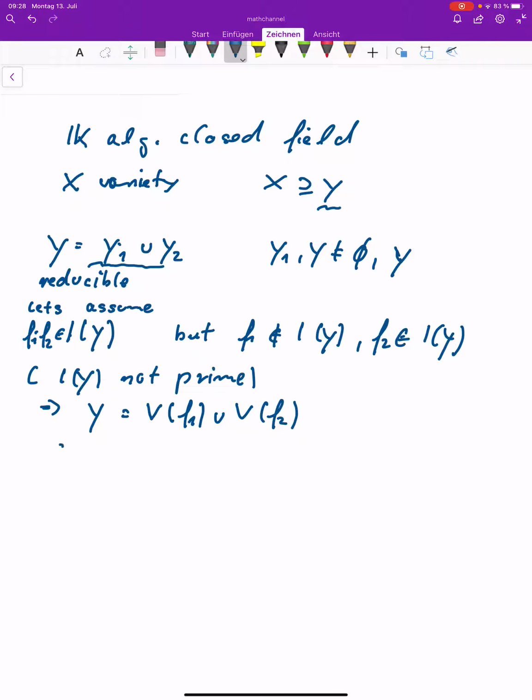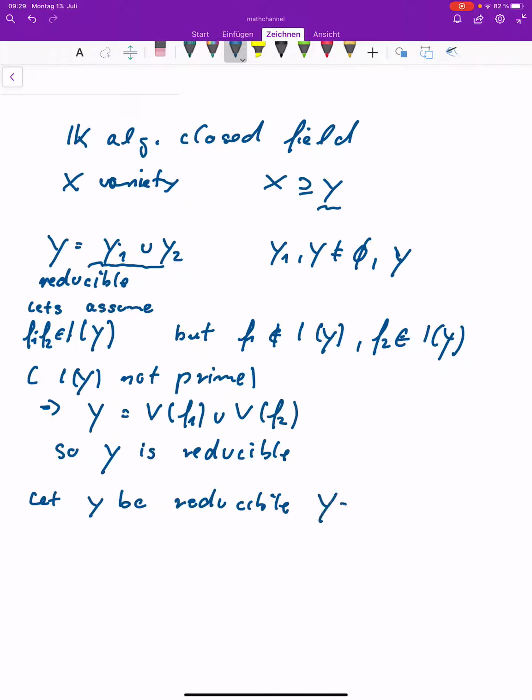So Y is reducible if we assume that I of Y is not prime. Then we see that Y has to be reducible. And let's try to look the other way around. So let Y be reducible.